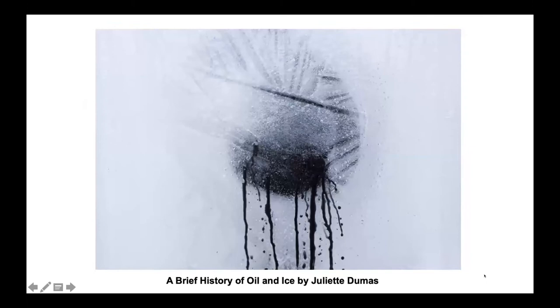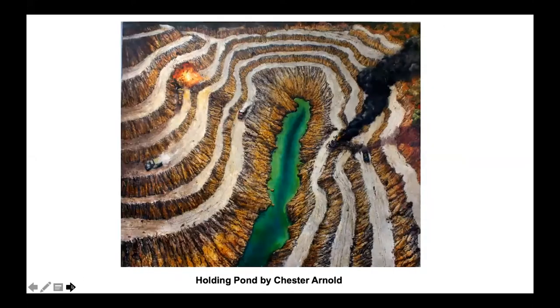Here's a poetic piece by Juliette Dumont, A Brief History of Oil and Ice. It's a very simple conceptual artwork where she encased oil and ice, and then as it melted, she photographed it, kind of representing the tears and the connection between our consumption of fossil fuels and what's happening to the broader ecosystem. Here we see a work by the painter Chester Arnold, again, highlighting our extractive economies and the wastelands that they leave behind. Here we see the wastewater.